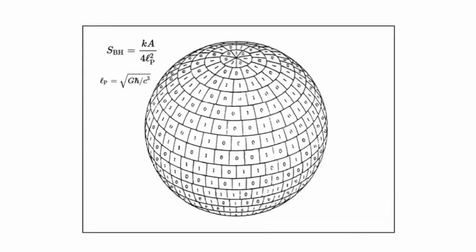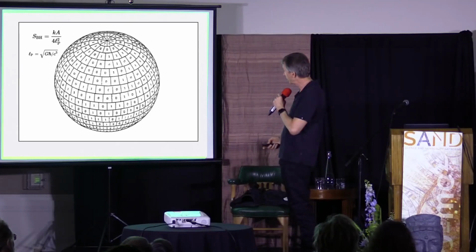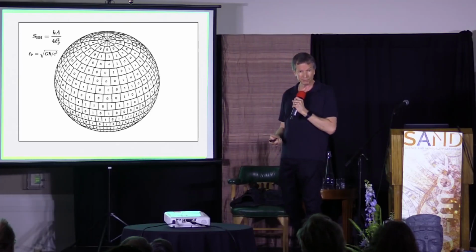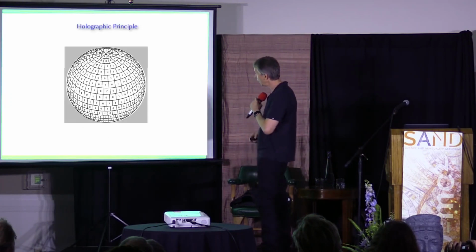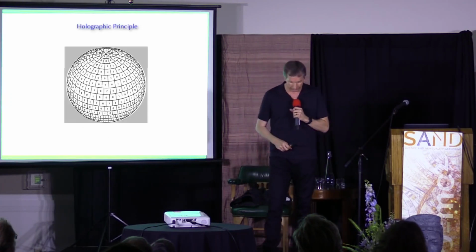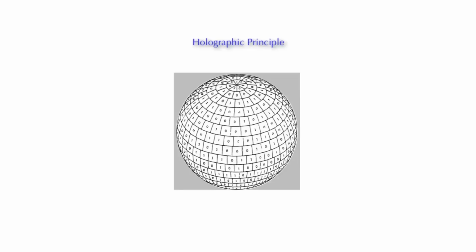Only surface area. The amount of information is proportional to the surface area. It's called the holographic principle. It's one of the deepest, most profound discoveries in physics in the last 30 years. What this means is the following. Suppose I have a big sphere with a certain volume. I can stick as much information in it as proportional to the surface area of that sphere.